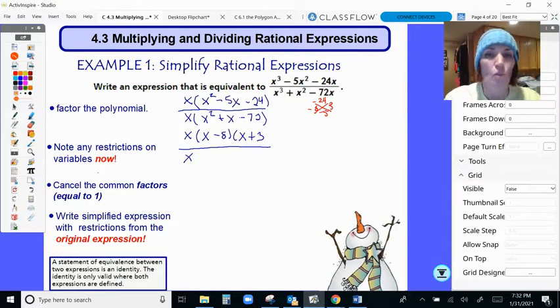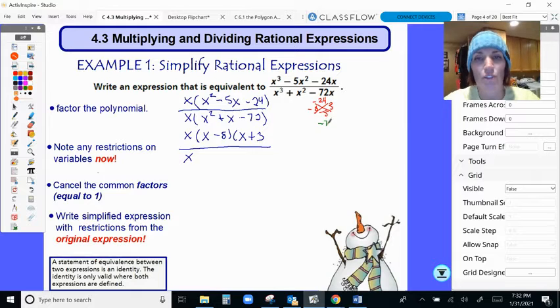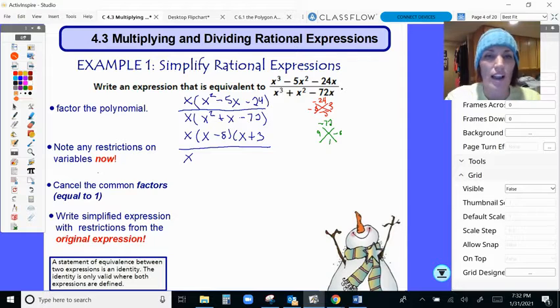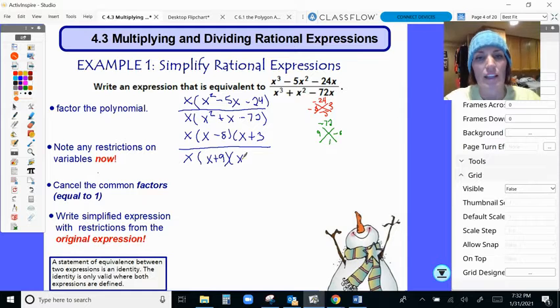I want to find what are factors of negative 72 that add up to 1. In that case, it's going to be positive 9 and negative 8. So we're going to factor that one out: x plus 9 times x minus 8. So now these are all written as factors: x times this, this times that. These are all multiplication, all factors.